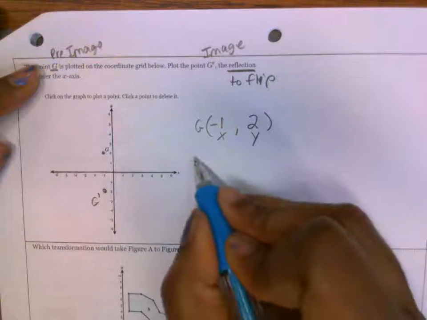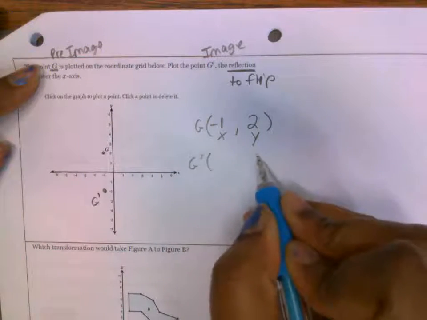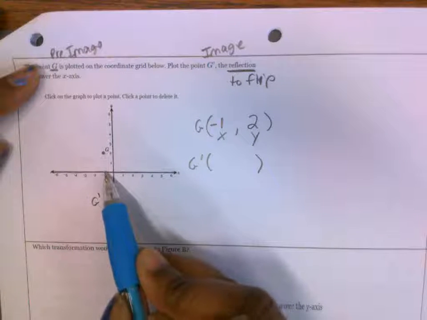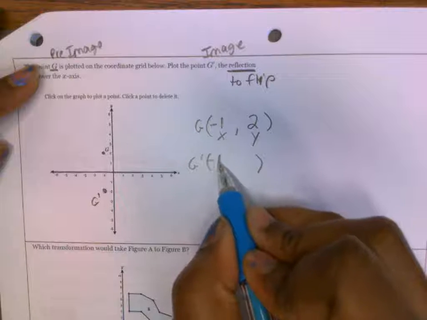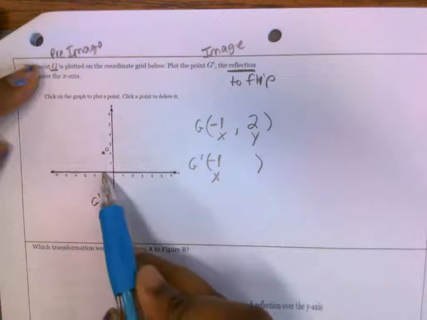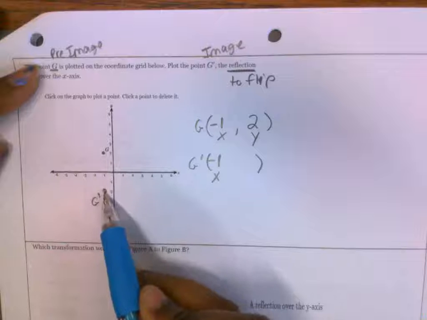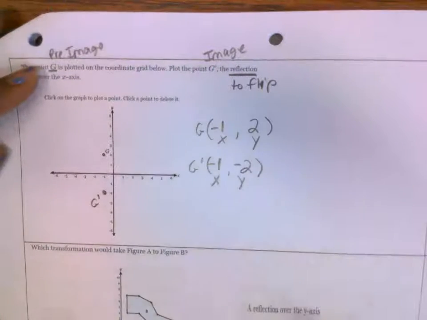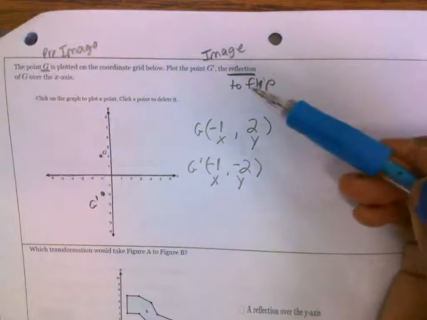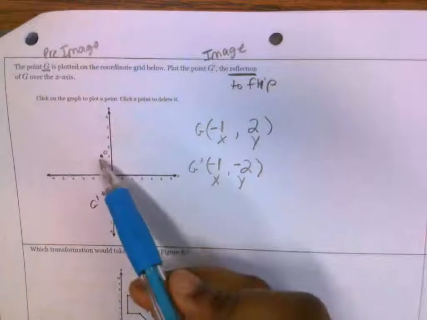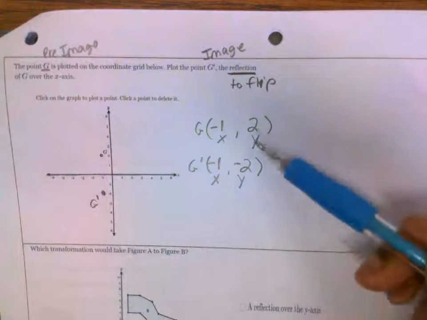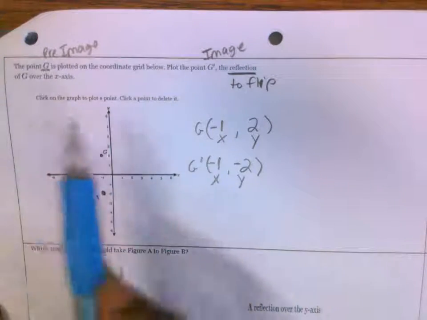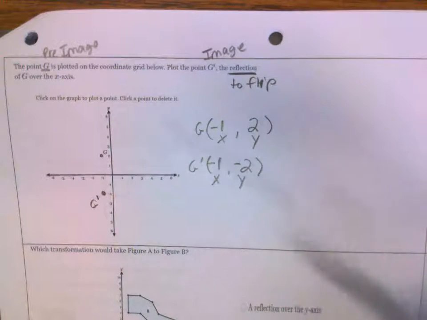For G prime, where G has moved to, I start at the origin. I still go to the left 1 time. So this is -1 for my X coordinate. But to get to G prime, I go down 2. So my Y coordinate is going to be a -2. Okay. I notice that when I flip G over the x-axis that my Y changes. So when I flip G over the y-axis, my x's are going to change.